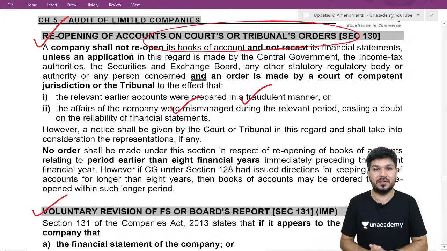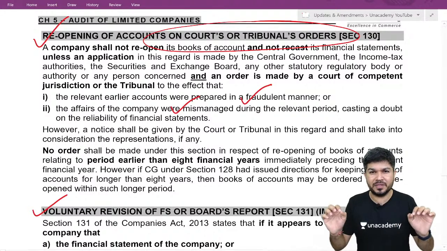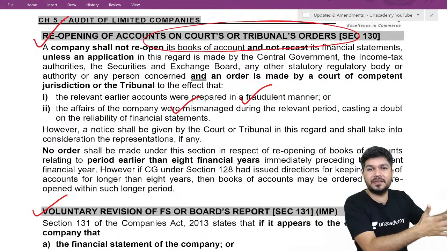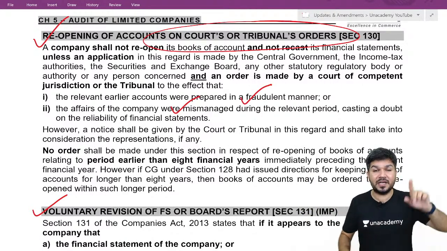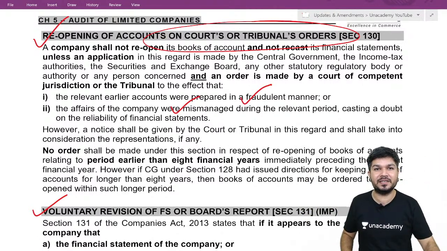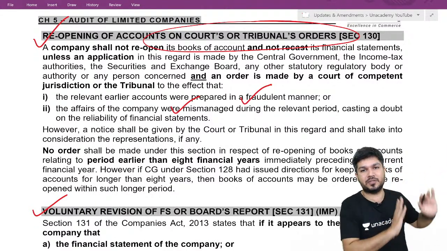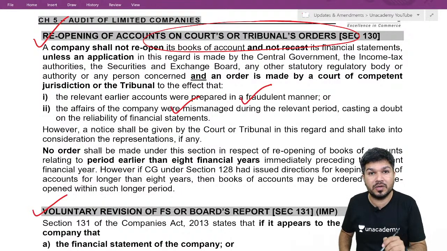This is only when they order, and they can order you to reopen the books of account for a maximum of the preceding 8 years because the books are kept for 8 years. If the CG had ordered you to keep them for more than 8 years, then they can also tell you to open the books for more than 8 years. So this is on court or tribunal's order.